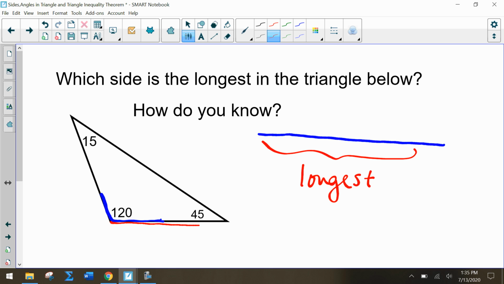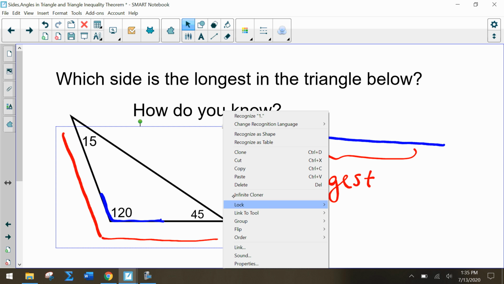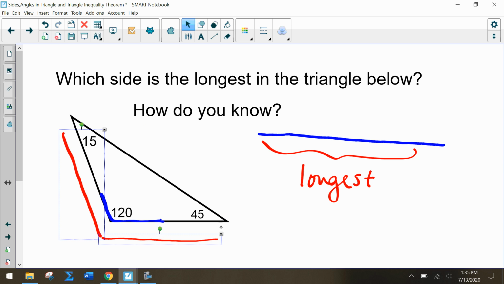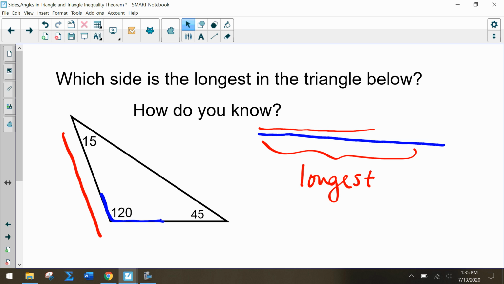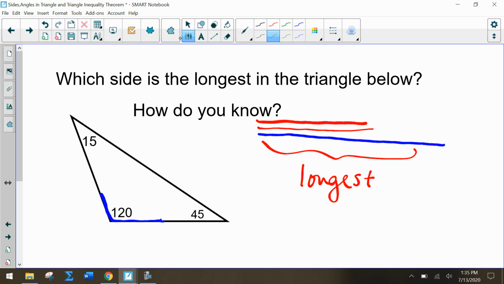Because even if I drew this side and this side, and I brought them over here, oops, separate. If I drew this side, notice how the blue side's still longer, and then this side, notice how the blue side is still longer, okay? So the side that's biggest is always going to be opposite the bigger angle. So notice how we have the 120-degree angle, so the side opposite would be its longest side.